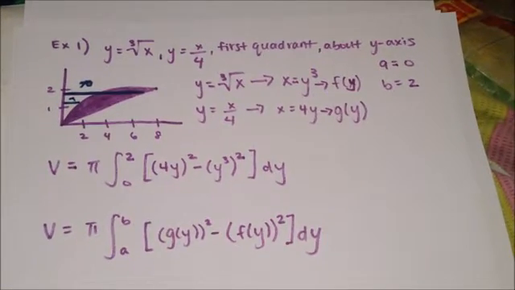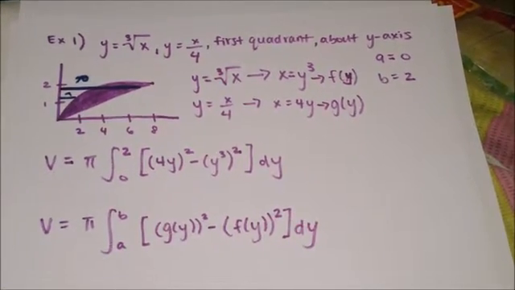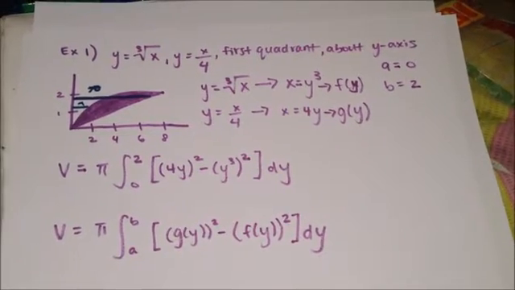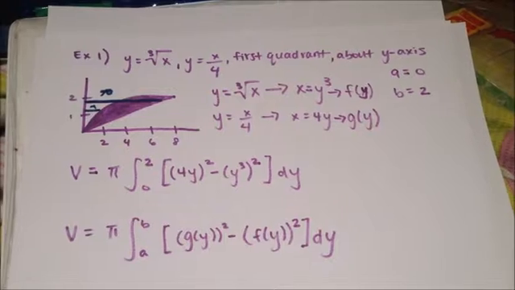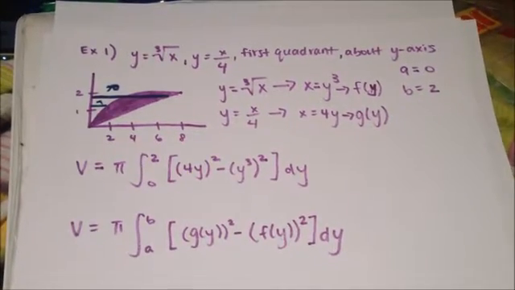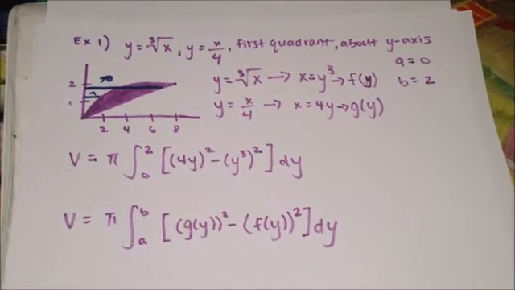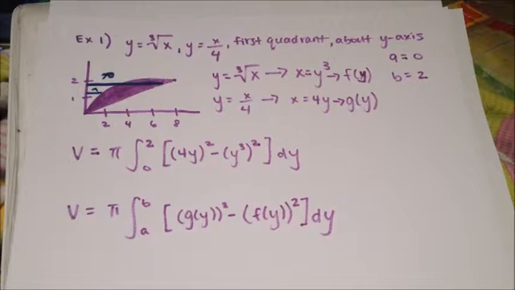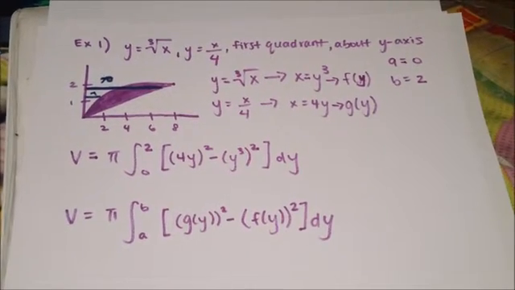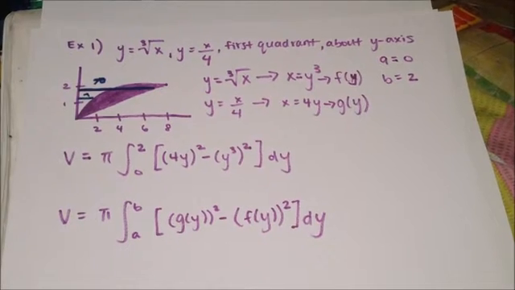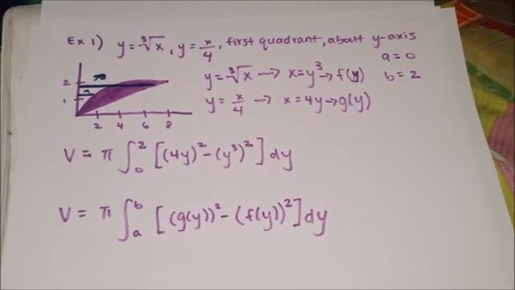So let's do an example. The problem asks you to determine the volume of the solid obtained by rotating the portion of the region bounded by y is equal to the cube root of x and y is equal to x over 4 that lies in the first quadrant about the y-axis. So this is a really good problem because it includes a lot of the common mistakes. It's revolved around the y-axis, and also there is a part that we need to take out in the washer.